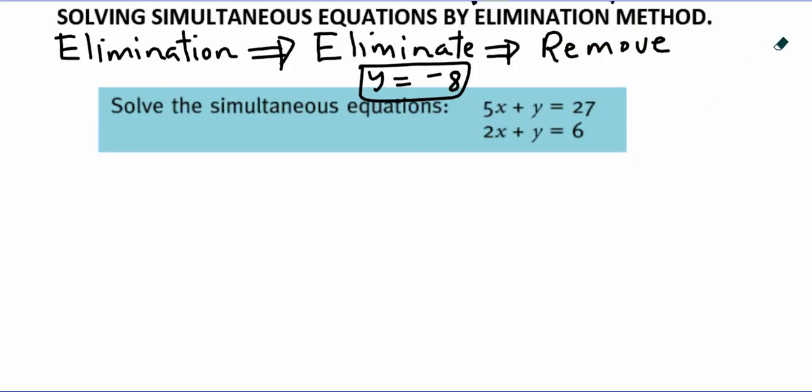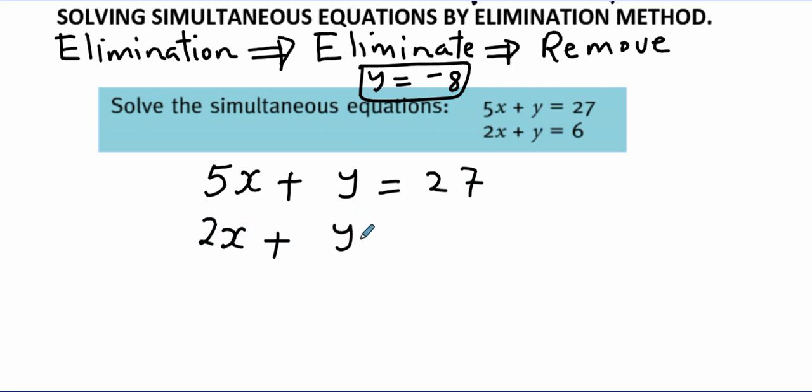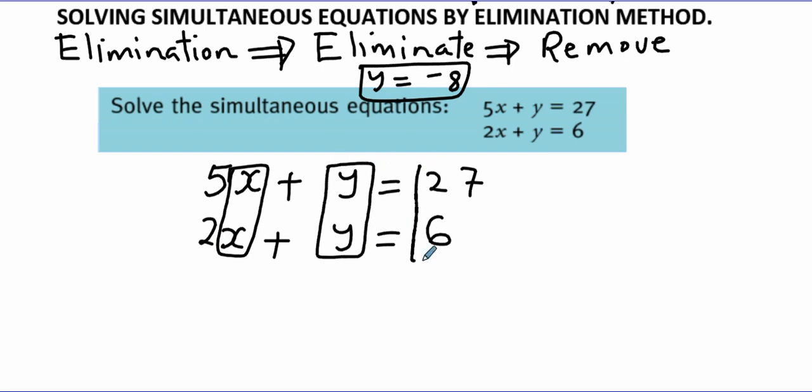Okay. So when you want to use a calculator, you have to be very careful. You have 5x plus y equals 27, and you have 2x plus y equals 6. Before you think of using a calculator to check your answers, you need to make sure that these letters are matching exactly. These letters are matching exactly. So in this case, the letters are matching exactly, and the numbers without a letter are also matching exactly.